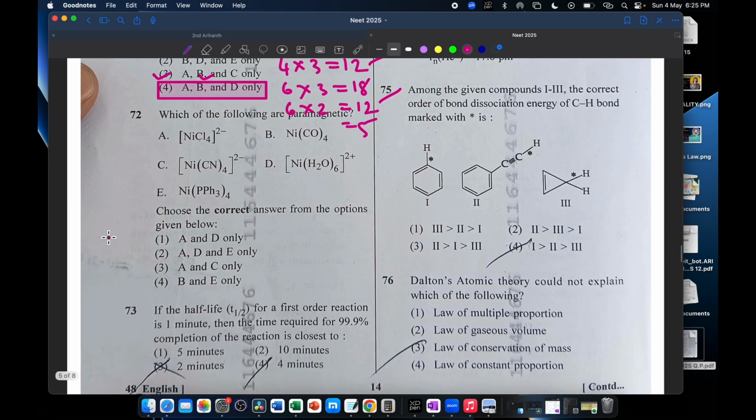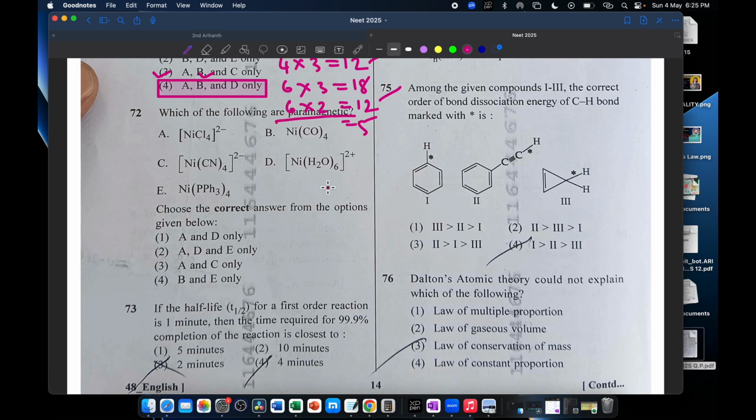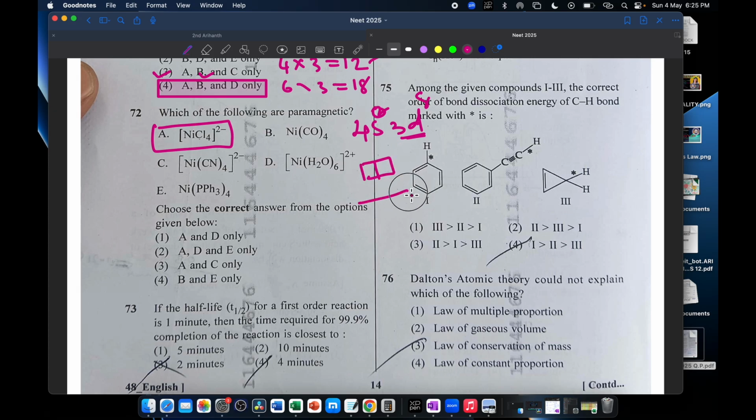Right. The next one, which of the following are paramagnetic in nature? All nickel compounds are given. Of course A is paramagnetic in nature. So this is an easy one. Nickel is 4s2 3d8. Nickel is in the +2 state, so it has a d8 configuration. The d8 configuration should be distributed in these boxes, right? 8 electrons, weak field: 1, 2, 3, 4, 5, 6, 7, 8. So this is paramagnetic. So A.